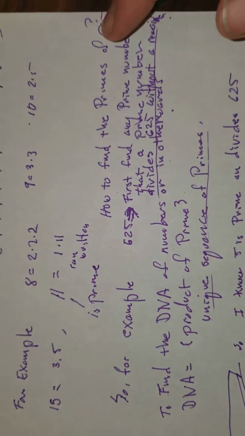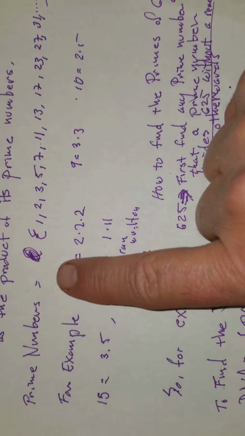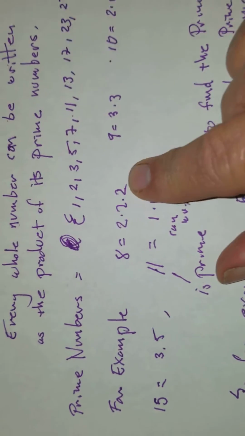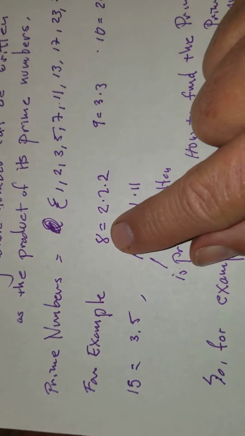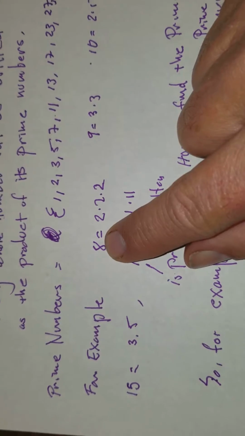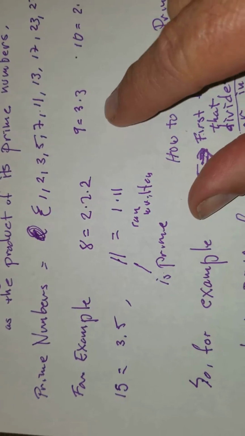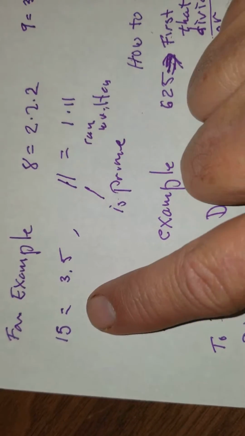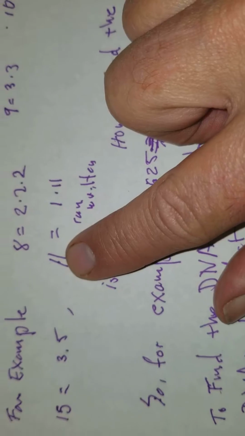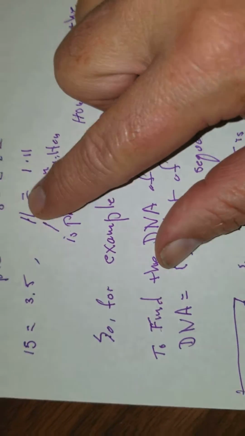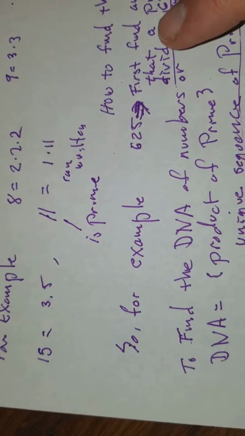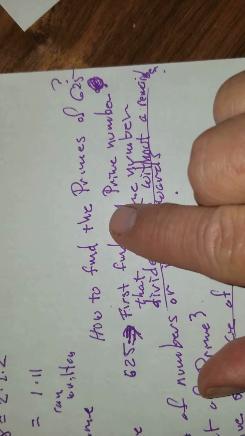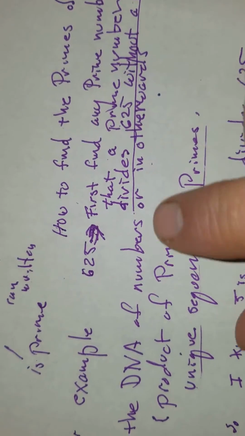There's an example. So the examples are 8 can be written as the product of prime numbers 2 times 2 times 2. So I call 2 times 2 times 2 the DNA of 8, because that's the only way 8 can ever be written, with these 3 prime numbers. 9 is 3 times 3, and 10, as you can see, is 2 times 5. And 15 is 3 times 5, and 11 is prime, but it can be written, in fact, as factors of its own prime, 1 times 11, see? So 11 is prime.